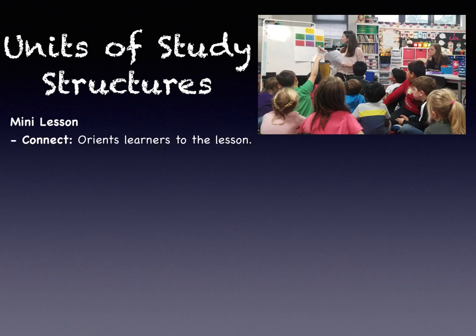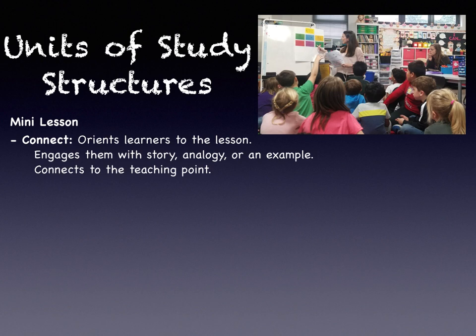The mini lesson starts with the connect. So the connect is a way to orient the learners to the lesson, let them know what they're going to be learning, but also really to engage them with a story, an analogy, or some kind of example from life. And I believe that they really try to make it something that might even seem normal, so that they have examples from typical life and not just exciting things. They don't want to think, oh, my life's not that exciting. So we might talk about going to the grocery store or something that happened to us at home. It connects to the teaching point, which is the next step.